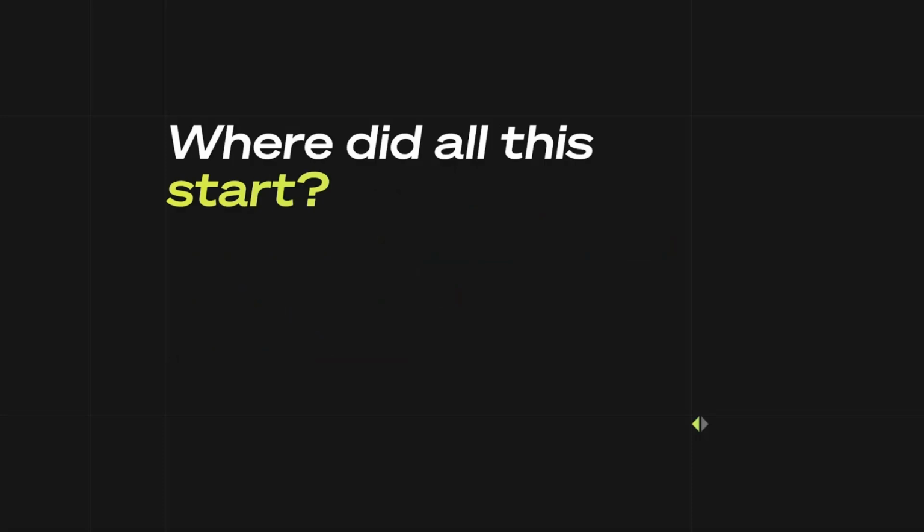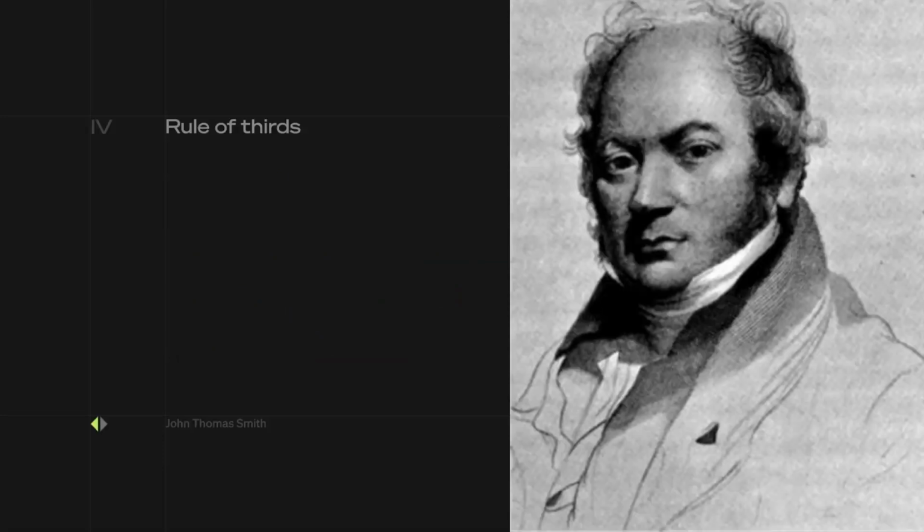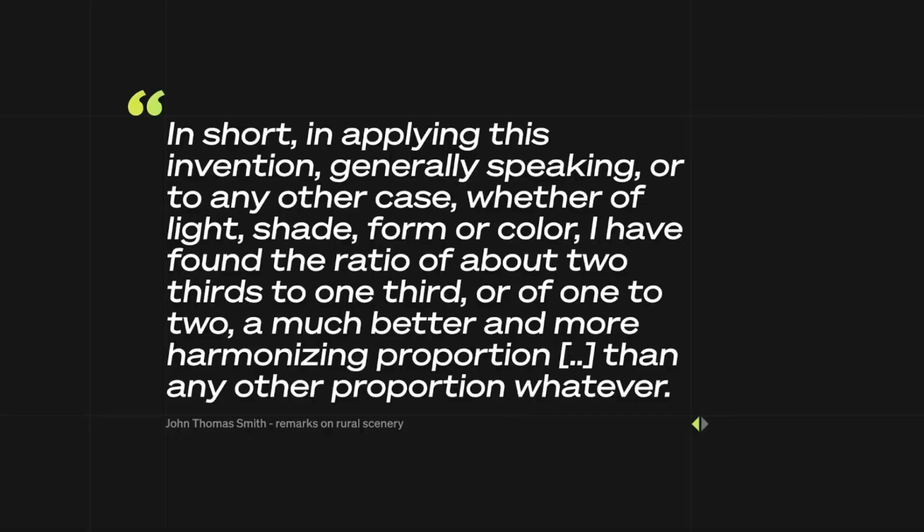So where did all this start? First, it started with a guy named John Thomas Smith, who was a painter basically. And he was writing a book called Remarks on Rural Scenery. And in it, he said, in short, in applying this invention, so the rule of thirds, generally speaking, or to any other case, whether of light, shade, form, or color, I have found the ratio of about 2/3 to 1/3, or of 1 to 2, a much better and more harmonizing proportion than any other proportion whatever.